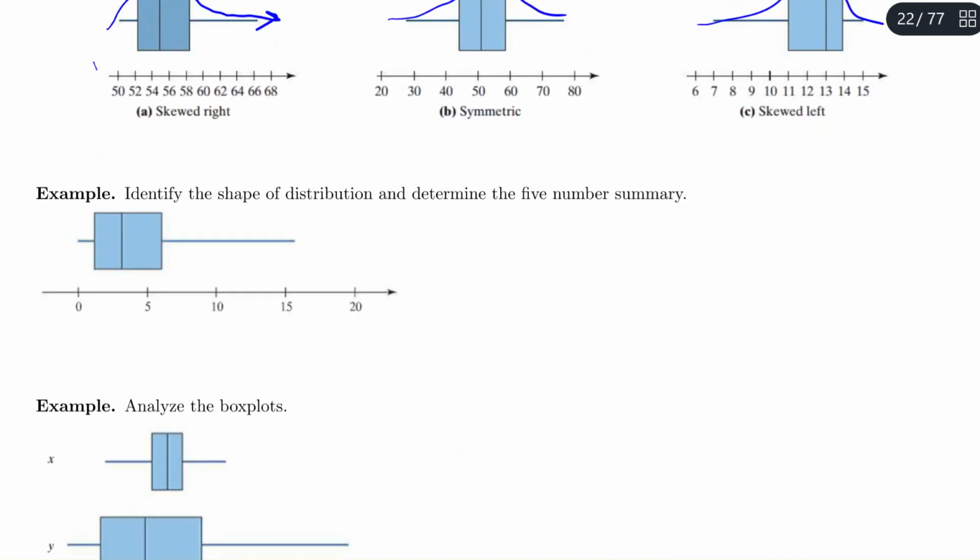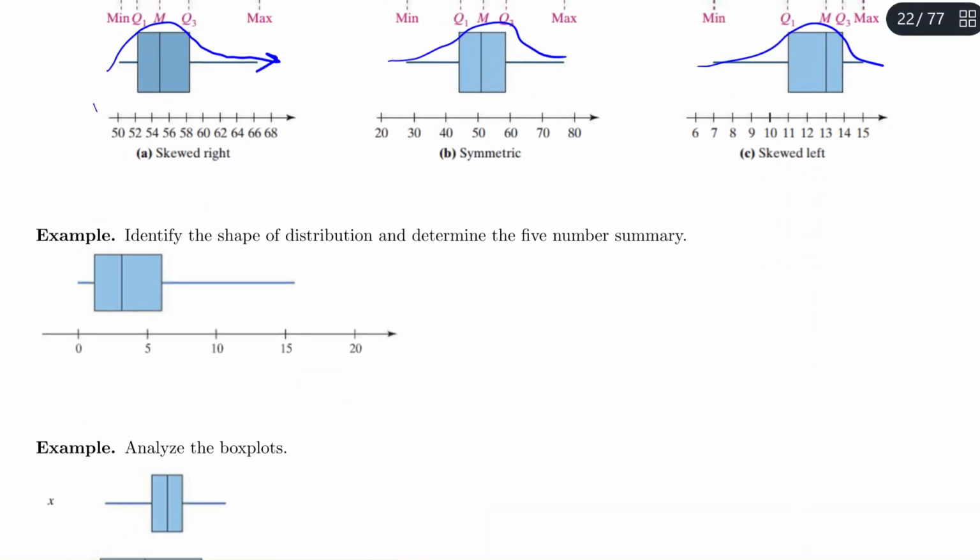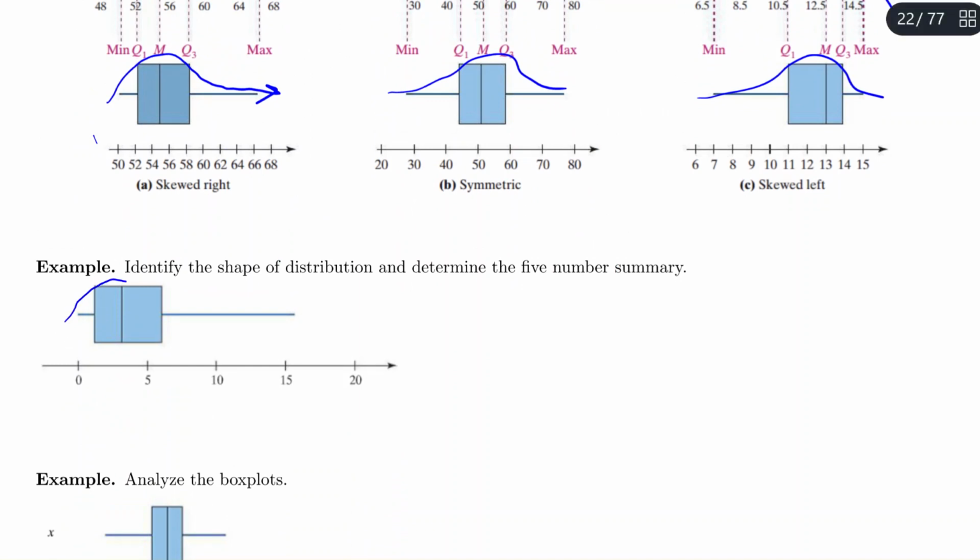So let's look at examples. Identify the shape of distribution and determine the 5-number summary looking at this box plot. This box plot is very similar to the one skewed right, so we can see that this one is skewed right. And looking at the box plot, we can find out the 5-number summary. We can tell that the minimum is 0, and the maximum is, let's say, about 16.